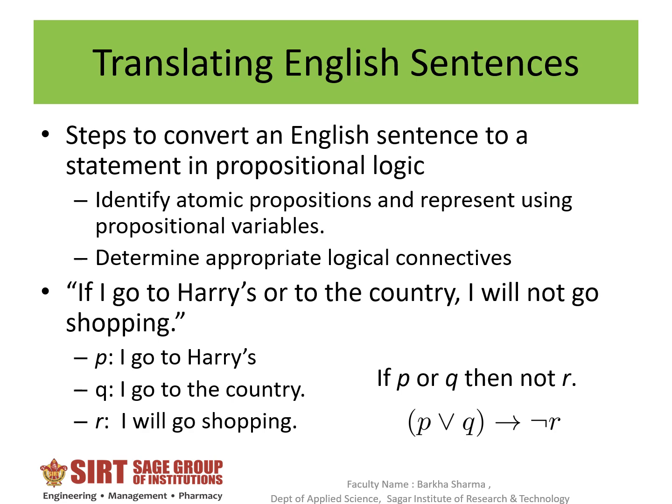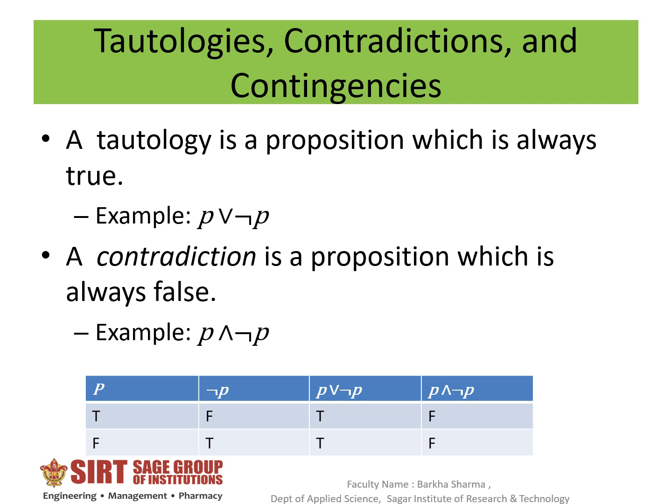Tautology. A tautology is a proposition which is always true. For example, P or negation of P is an example of a tautology. Contradiction. A contradiction is a proposition which is always false. P and negation of P is always a contradiction.